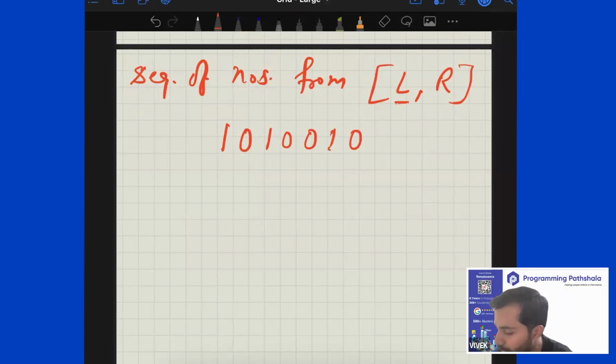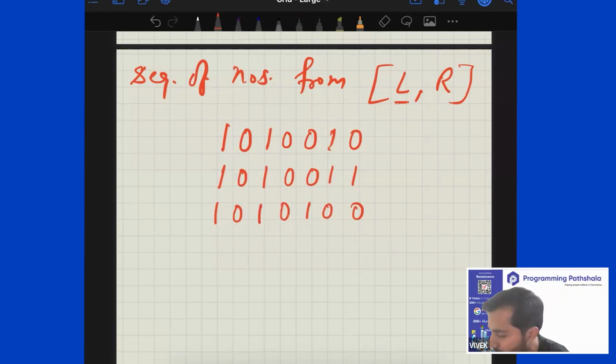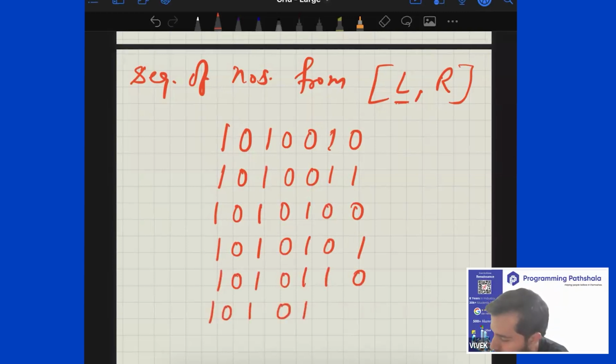Then if you do plus 1 to it, you will get 1 0 1 0 0 1 1, something like this, right? And if you do plus 1 to it, you will get 1 0 1 0 1 0 0. If you do plus 1 to it, you will get 1 0 1 0 1 0 1. And if you do plus 1 to it, you will get 1 0 1 0 1 1 0. And if you do plus 1 to it, you will get 1 0 1 0 1 1 1. This is what you get, right?